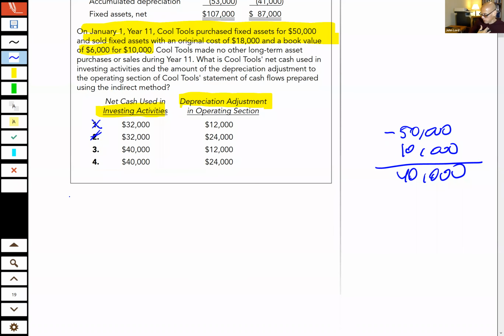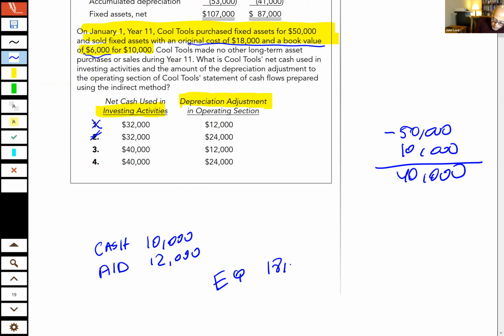Now, you don't need this to answer this question, but since we're doing a review anyway, let's look at the journal entry. There's $10,000 cash that comes in for the sale of this equipment. We had accumulated depreciation, and they tell me the equipment had an original cost of 18 and a book value of 6. That means the accumulated depreciation is 12,000. Then, since I'm getting rid of equipment, I credit the equipment for 18,000, and there's a gain of 4,000. That gain is the difference between the book value of 6 and the 10,000 I sold it for.